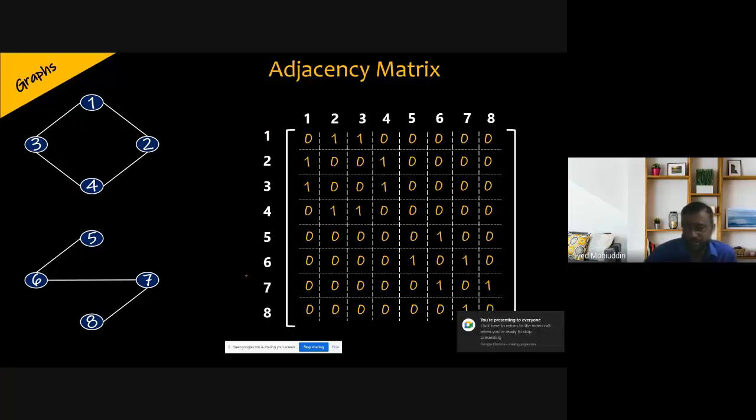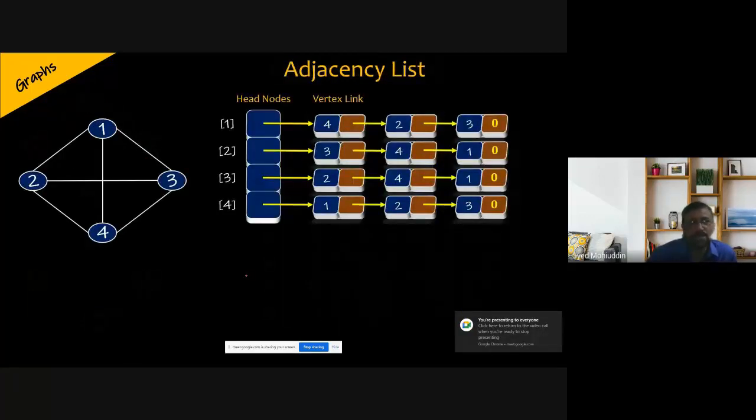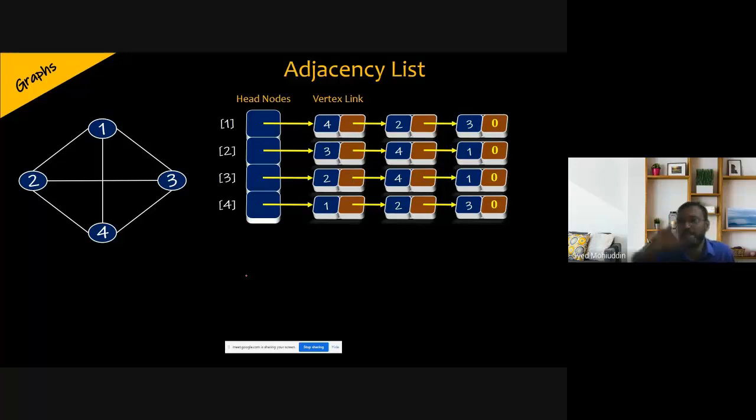Now the next thing is the different way of representing, the adjacency list. In adjacency list, we don't make the entire array, as adjacency matrices need a lot of space in terms of representation. So to reduce the space, we use an adjacency list. In an adjacency list, we make a list for every vertex, with the vertex as the head node.